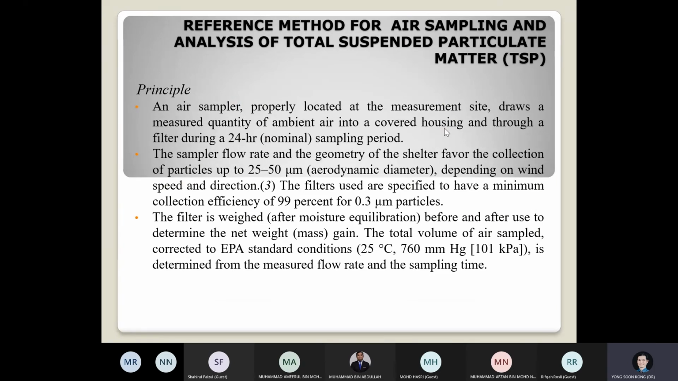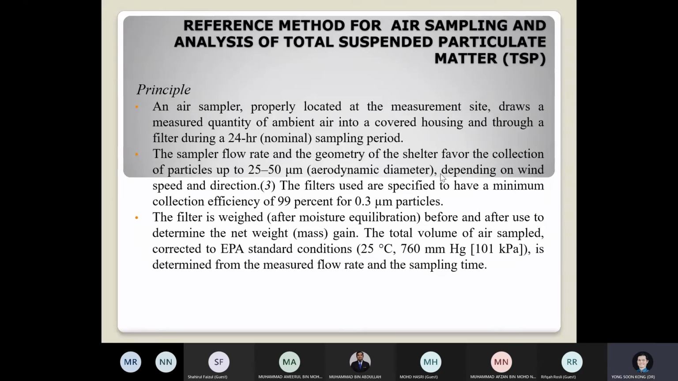And again, as you can see right here, it is collected in a 24-hour window. Just 24 hours, not more than that. So from there, a sampler flow rate will have to be determined, and then it has to be sheltered so that it doesn't get contaminated with other things, because anything can be floating in the air, right. And then the particles up to 25 to 50 micrometers will be collected, and of course other parameters from the meteorology department will need to be considered so that we know what the dynamics of this are, what causes them to have higher TSP or whatnot.